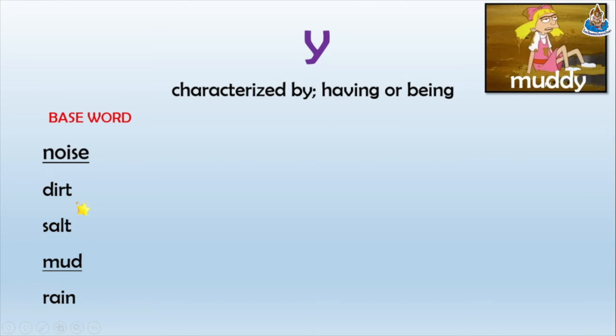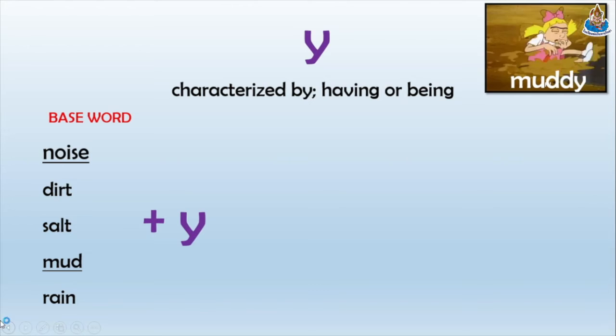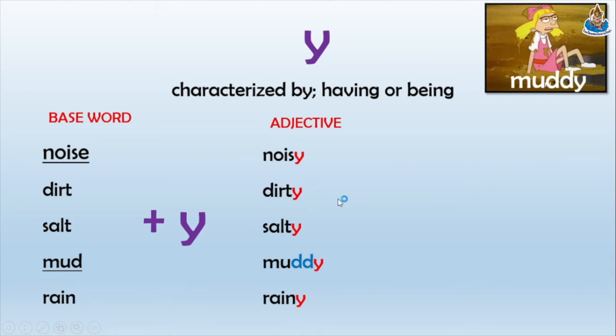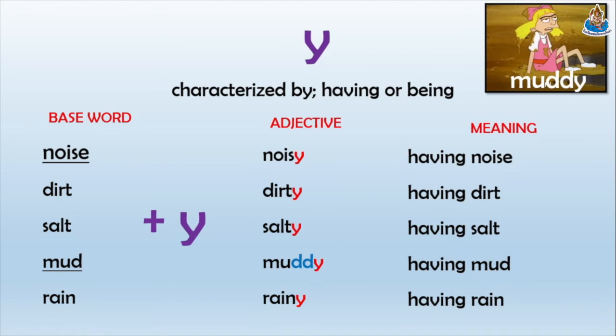The words noise, dirt, salt, mud, and rain are all nouns. Now when we add the suffix y, it then becomes noisy, dirty, salty, muddy, and rainy. These are now adjectives. Now, the meaning of these words, like we said earlier, the suffix y means having. So, noisy means having noise, dirty means having dirt, salty means having salt, muddy means having mud, and rainy means having rain. So that's it for the suffix y.